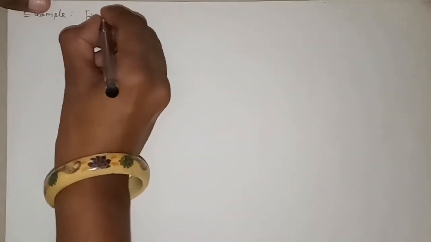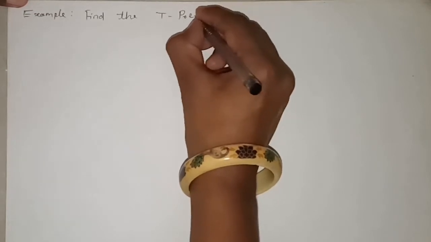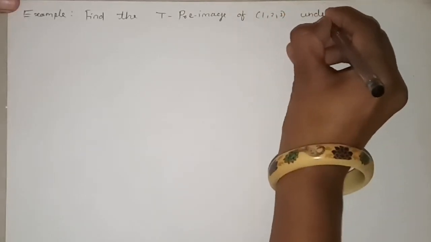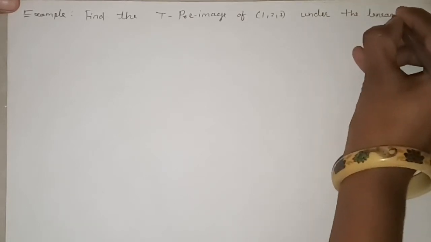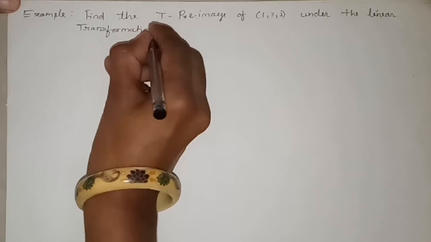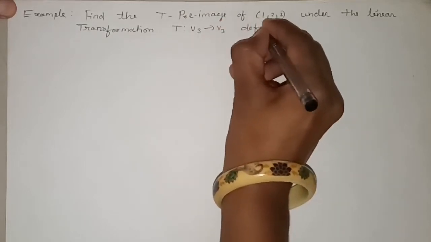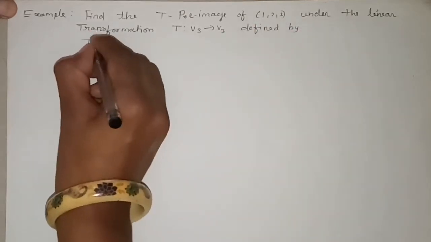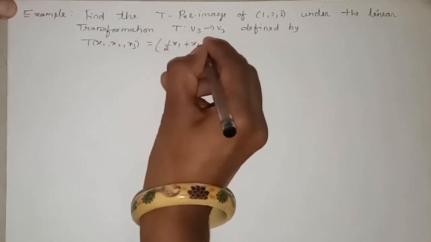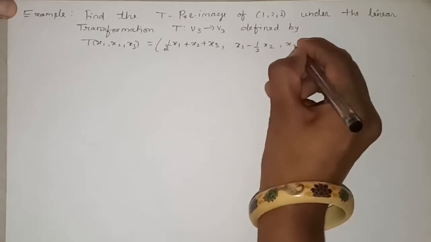Find the T pre-image of (1, 2, 3) under the linear transformation T: V3 to V3 defined by T of (x1, x2, x3) is equal to (1/2 x1 + x2 + x3, x1 - 1/3 x2, x3). Now, solution.